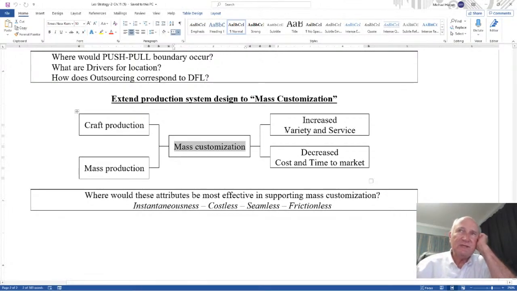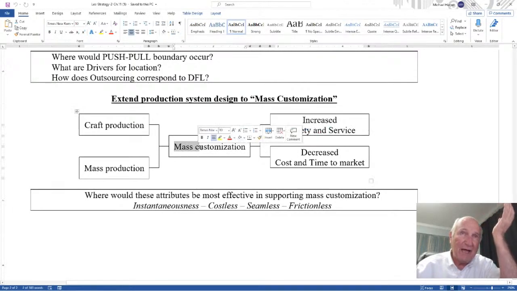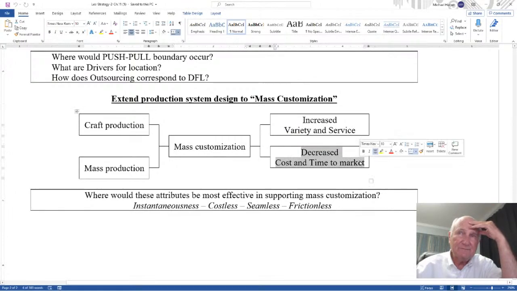Well, mass customization has increased variety and service. Product variety, naturally, because there's a customization. Service, because it's mass produced, so you have shorter lead times. And also decreased cost and time to market. The cost goes down, and the order fulfillment becomes faster.